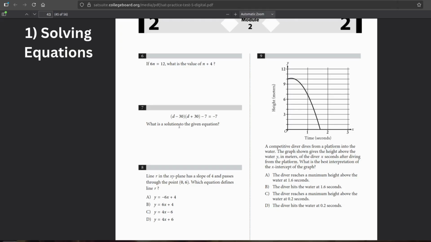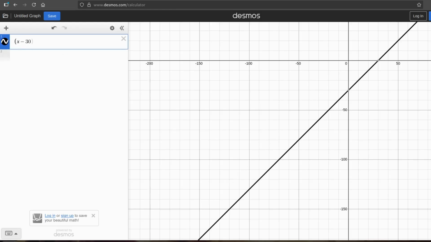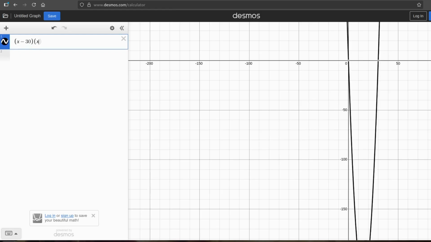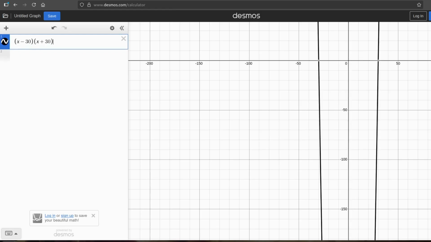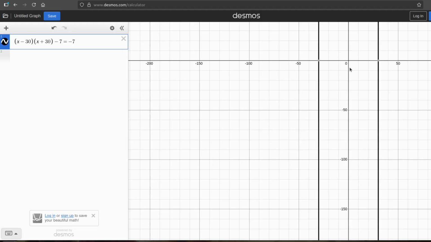Number 7 here is another example of an equation. Literally just type it in. The only thing you have to do is replace the d's with x's because Desmos only recognizes x's and y's. So when we do that, we'll do x minus 30 times x plus 30 minus 7 equals negative 7. And then you'll see that the answers are 30 or negative 30. This one allows you to just input your answer. So inputting either of these will get you the correct answer.